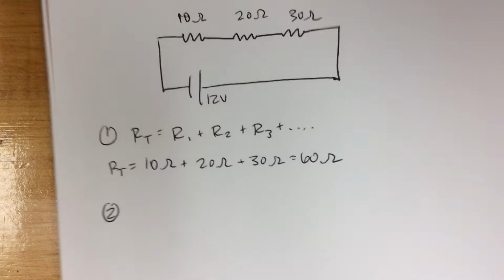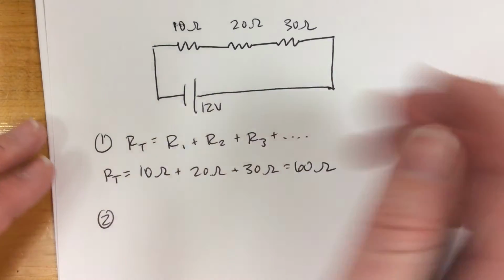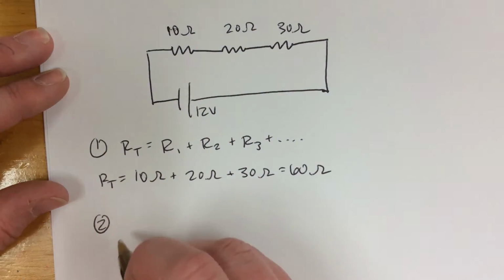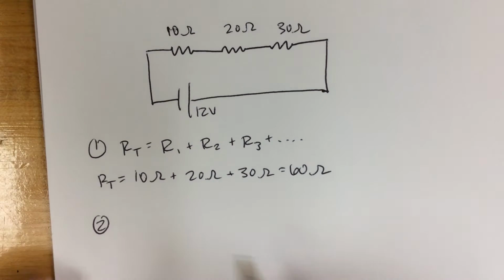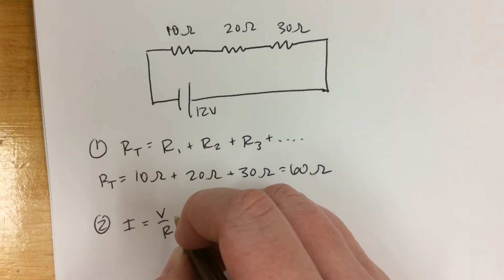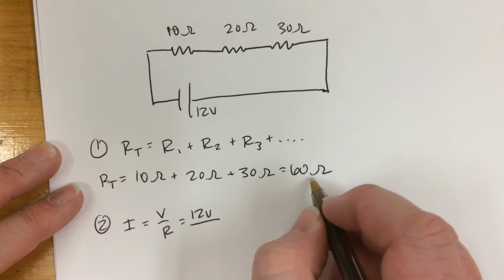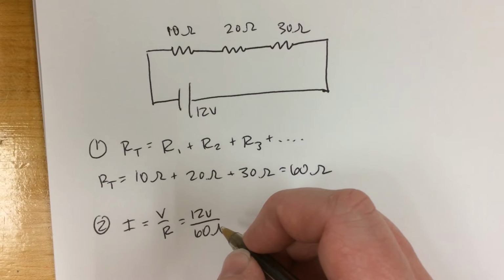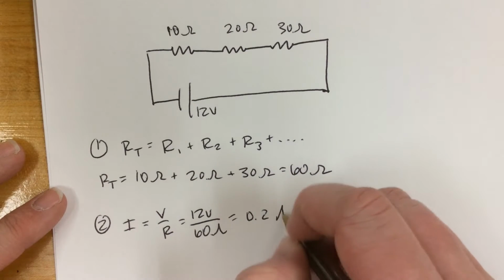The second thing that you'll do, once you have your total resistance, is find your total current. Now, in a circuit that is in series, the current is the same throughout the whole circuit. So once you calculate it once, it will be the same in each one of these resistors. In order to do that, you'll use the equation I equals V over R. In this case, you have 12 volts, and you're going to divide it by your total resistance of 60 ohms. Well, 12 divided by 60 is going to give you 0.2, and it is your current, and current is measured in amps.